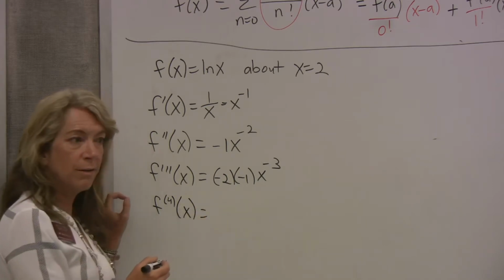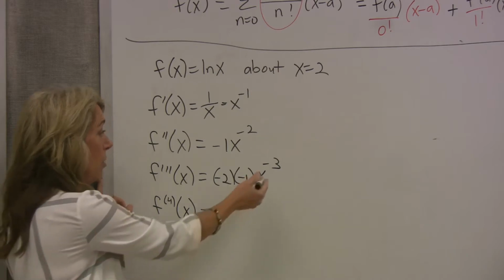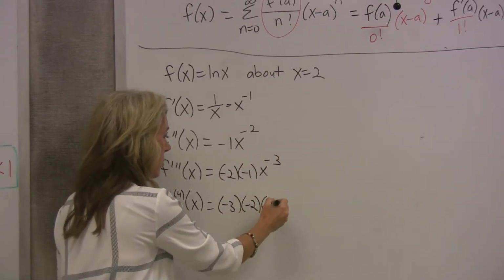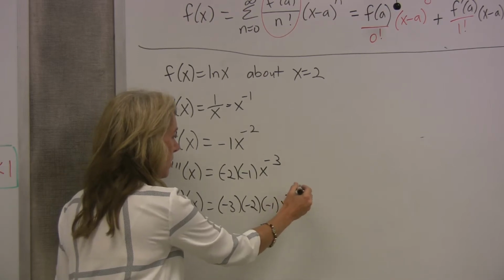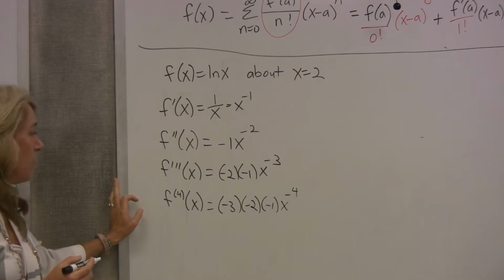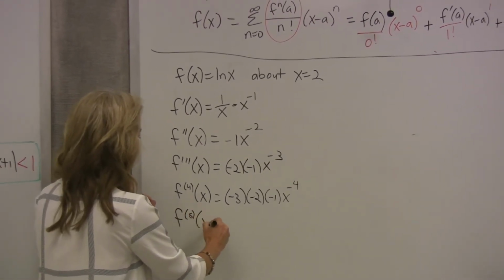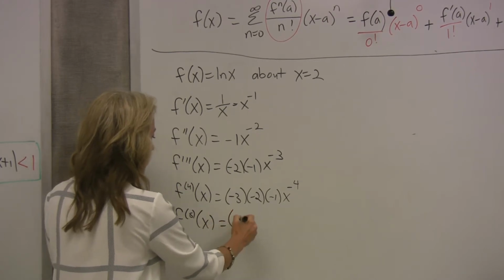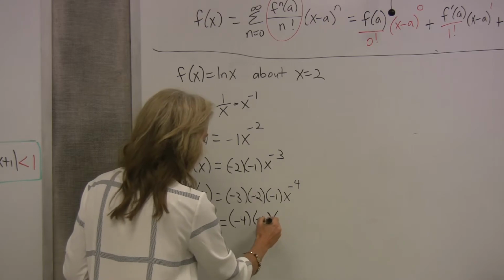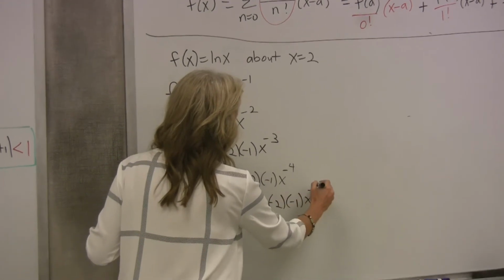The fourth derivative, same thing, right? Bring down the negative 3, hang on to everything else. Next to the negative 4. And let's do one more. Let's go to the fifth derivative. Negative 4, negative 3, negative 2, negative 1, x to the negative 5.